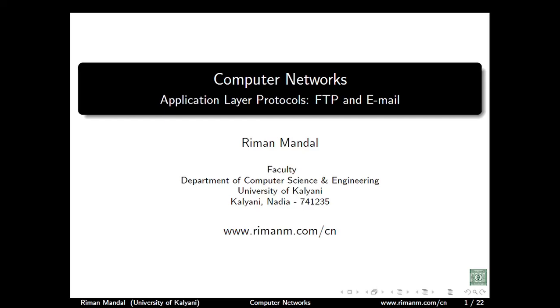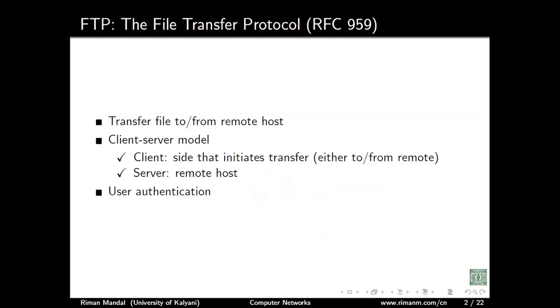Welcome everyone. We are going to discuss two application layer protocols. One is FTP and another one is SMTP. SMTP is the main protocol behind the email we are using nowadays. FTP is used to transfer files from one host to another host.